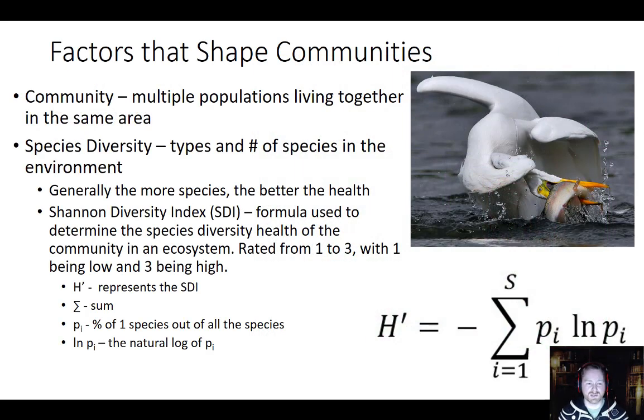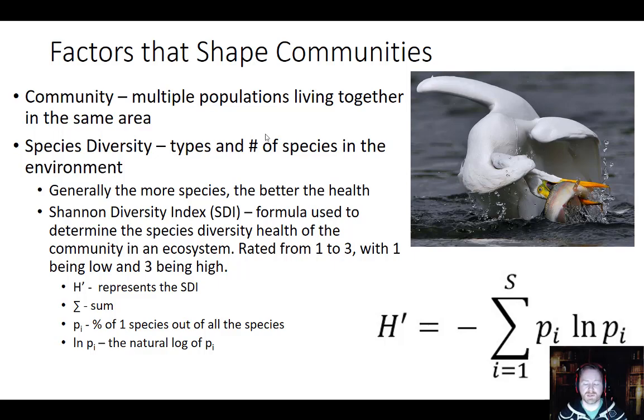To get us started, a community is just defined as multiple populations living together in the same area, and you can imagine that a lot of interactions are going to come based off of that.